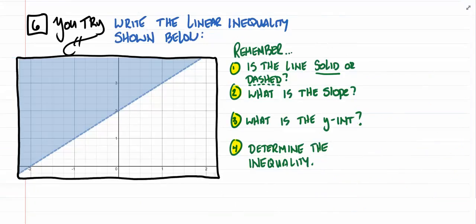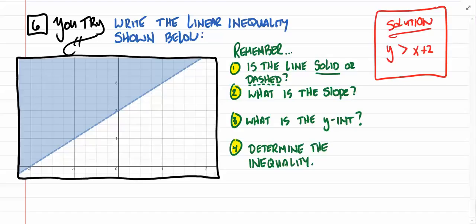Okay, box number 6 is a U-try. Write the linear inequality shown below. I've given you a couple of things to remember here written down on the right-hand side. Is the line solid or dashed? What's the slope? What's the y-intercept? Determine the inequality using an easy test point. Hopefully you got the right answer. If not, here's the solution.